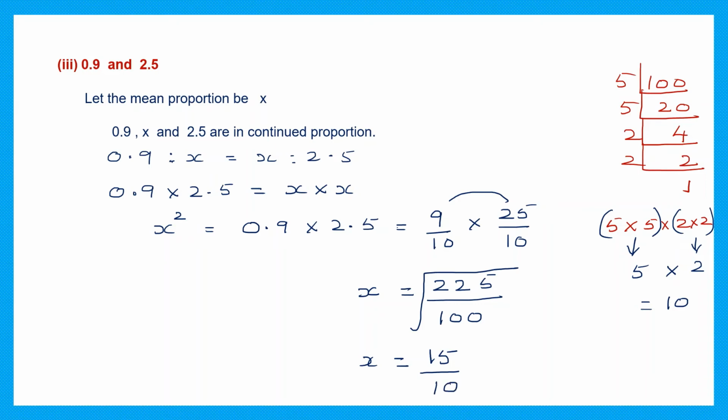And since my numbers in the question are all decimal numbers, I'll change this also to a decimal number. I hope all of you remember how to convert this to a decimal number. 15, I'm going to write it as a whole number, and I'm going to look at my denominator. There's 1 zero. That means I must have one decimal place. So my answer is 1.5. So the mean proportional here is 1.5.